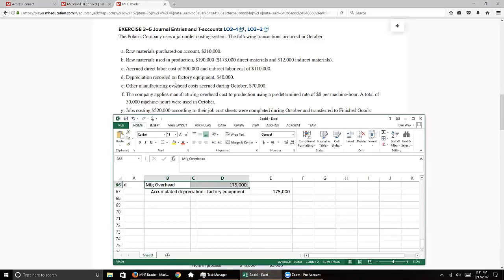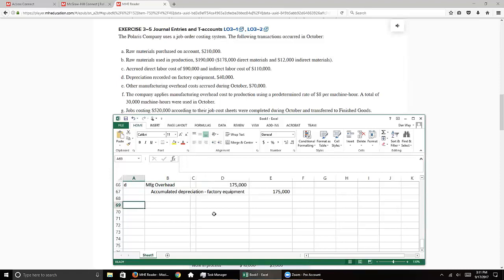F said the company applies overhead cost of production using a predetermined rate of $8 per machine hour. A total of 30,000 machine hours were used in October. So applied overhead, we always said, was predetermined rate, $8 this time, times our actual activity, 30,000 machine hours here, and that was our total applied overhead.